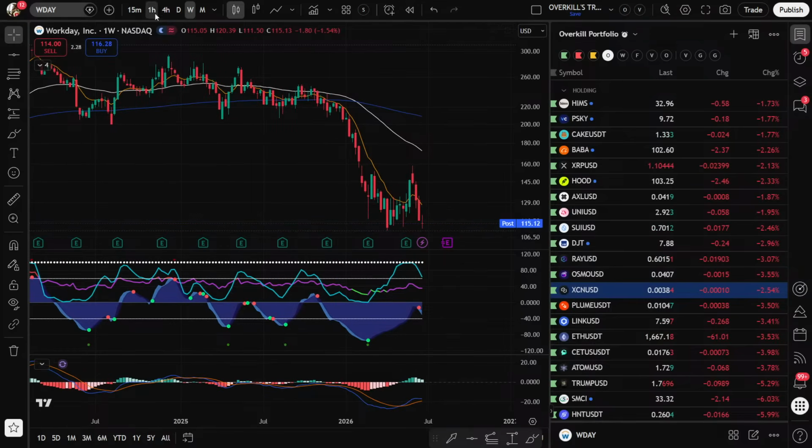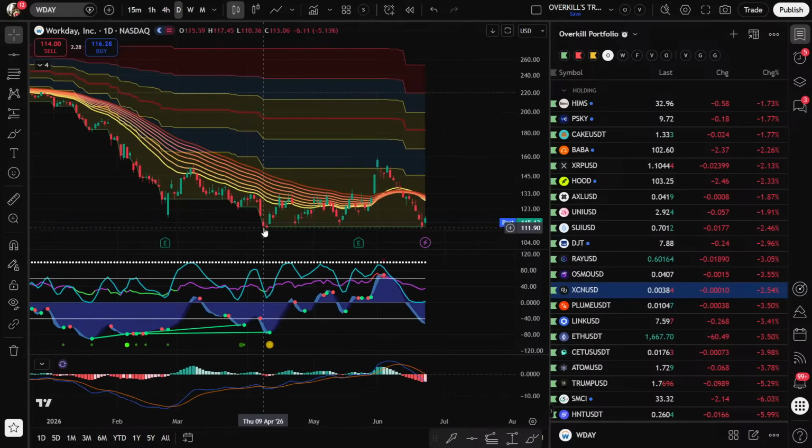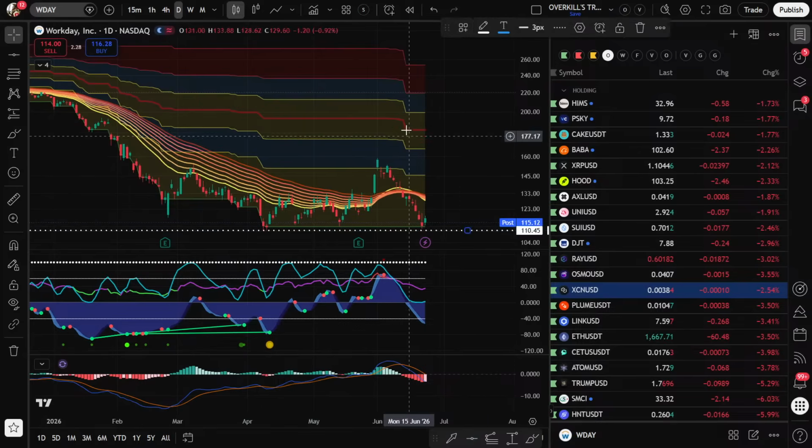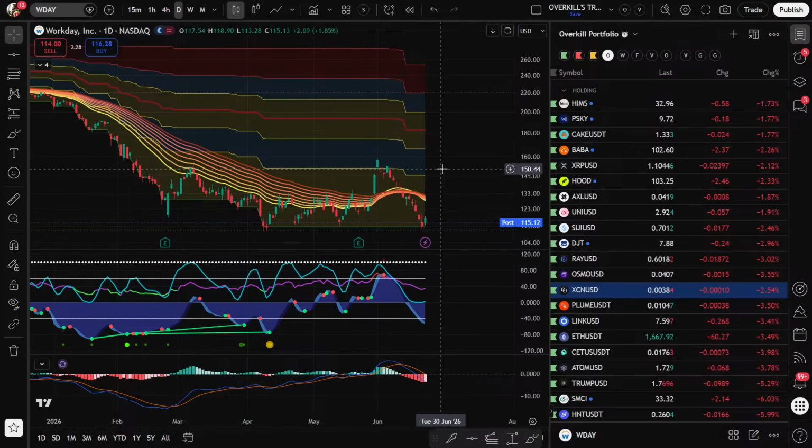If I were to guess, I think it probably breaks that 109 level, but you can see it bounced right there on it multiple times. So we'll see if this will bounce for the fourth time. Like I said, I'd use a stop loss at like 109 on this if I was in it.